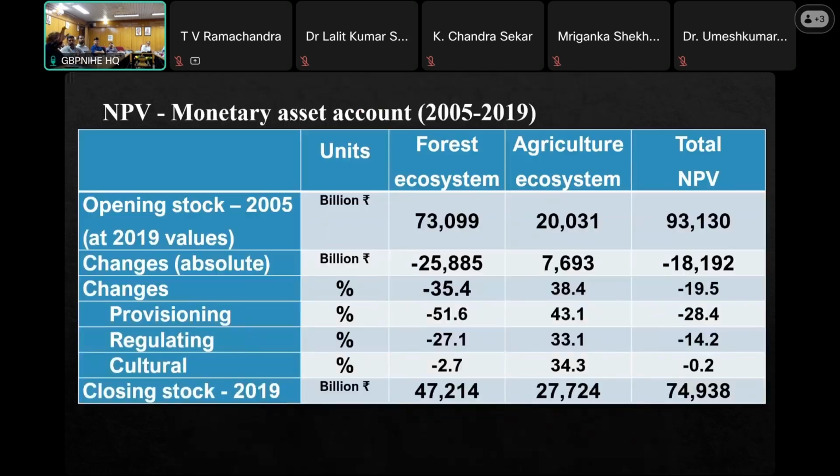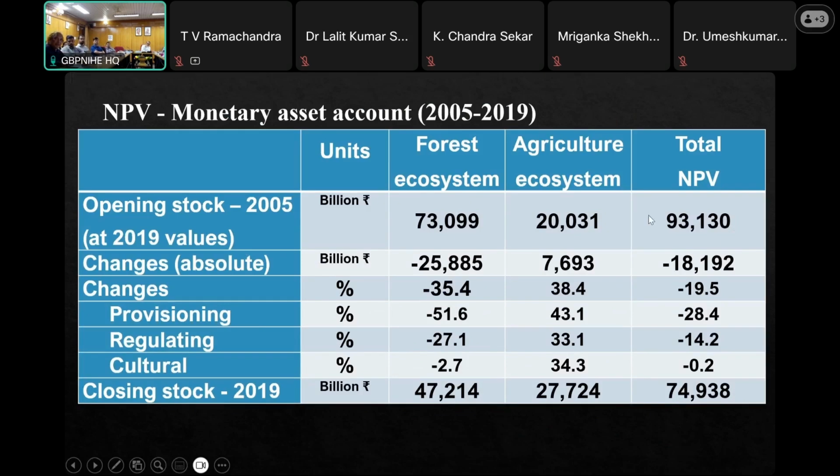Based on that, we have computed NPV. The NPV of the forest ecosystem, the asset value of the forest, is 73,000 billion rupees in 2005 at 2019 prices. Now, in 2019, it is 47,000 billion rupees. This is mainly because we lost the productivity and the quality of product. That is where we lost it. That's where the degradation has happened.